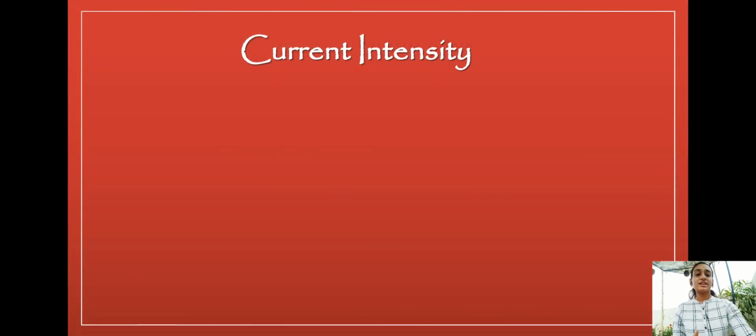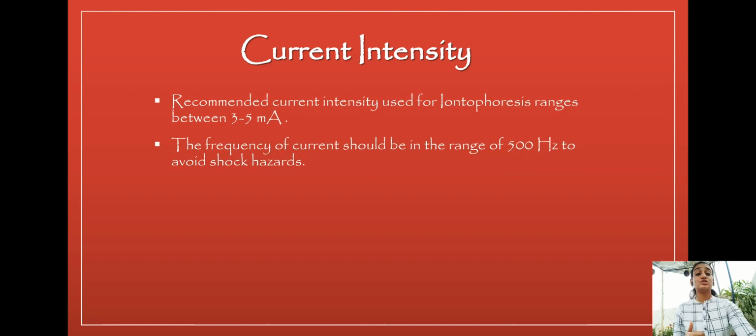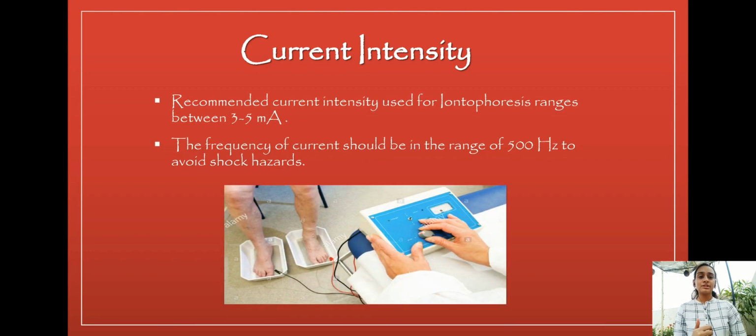Now, moving on to the next section, that is the current intensity, which you must know. The recommended current intensity used for iontophoresis ranges between 3 to 5 milliamperes, and the frequency of current should be in the range of 500 Hz only to avoid shock hazards.